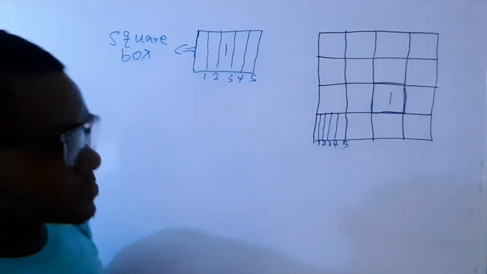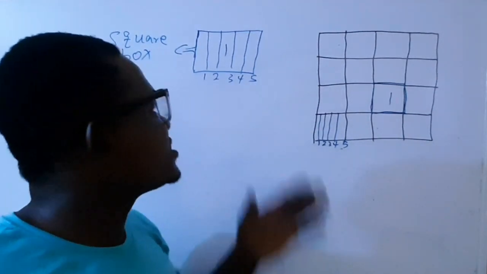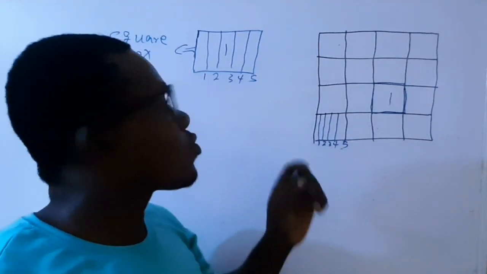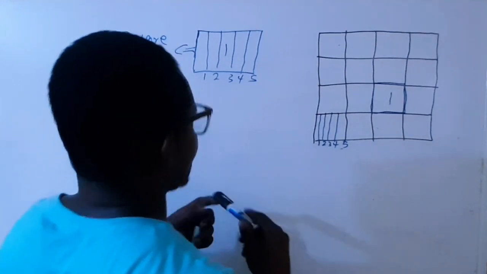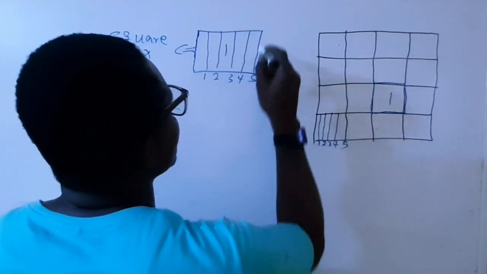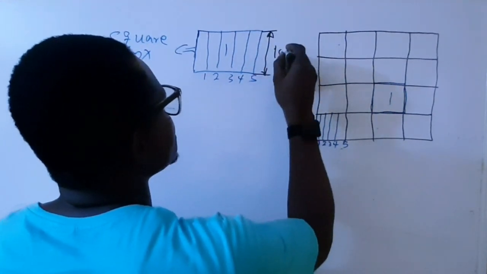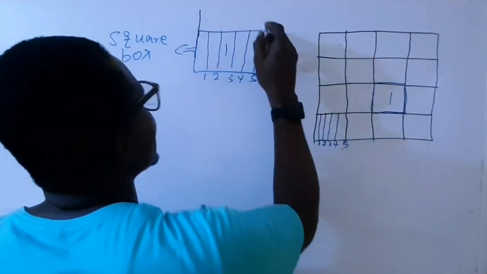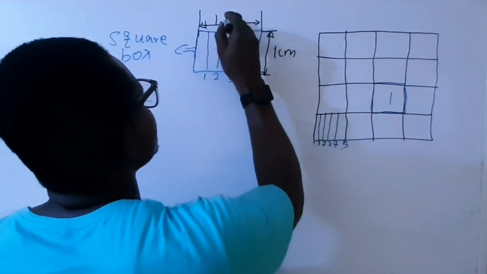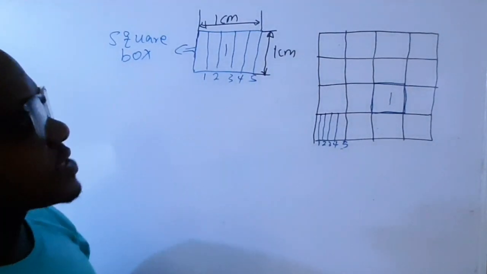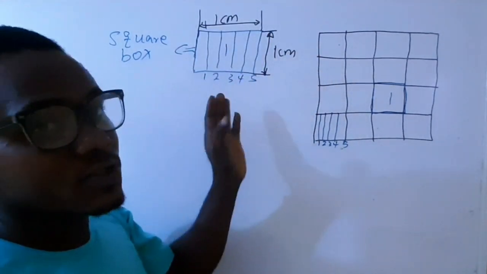Now the length of one square box is equal to 1 centimeter. You must know that before you start plotting your graph, that the length of a square box is 1 centimeter. This is why it is called square all round. It is 1 centimeter all round. So you must understand that.